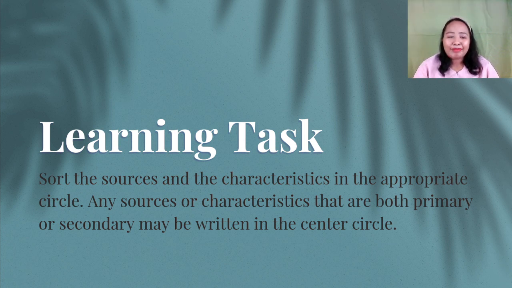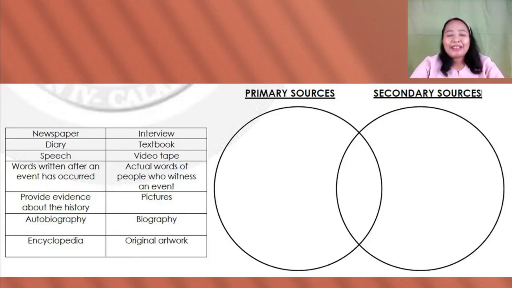Okay, now that we understand the lesson about primary and secondary sources, it is about time to assess your learning. For your learning task, sort the sources and the characteristics in the appropriate circle. Any sources or characteristics that are both primary and secondary may be written in the center circle. You may refer to this list of sources and Venn diagram.